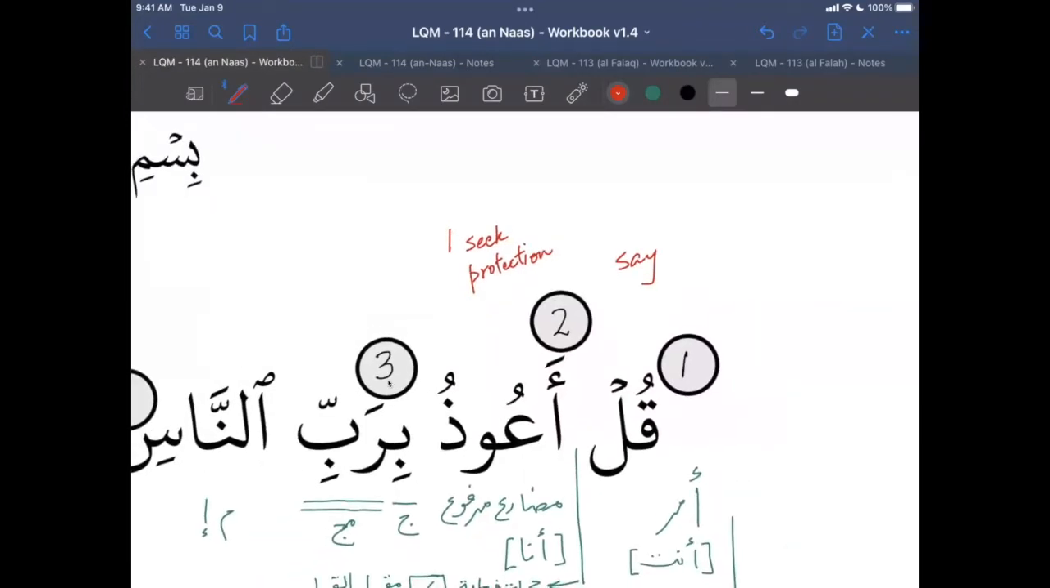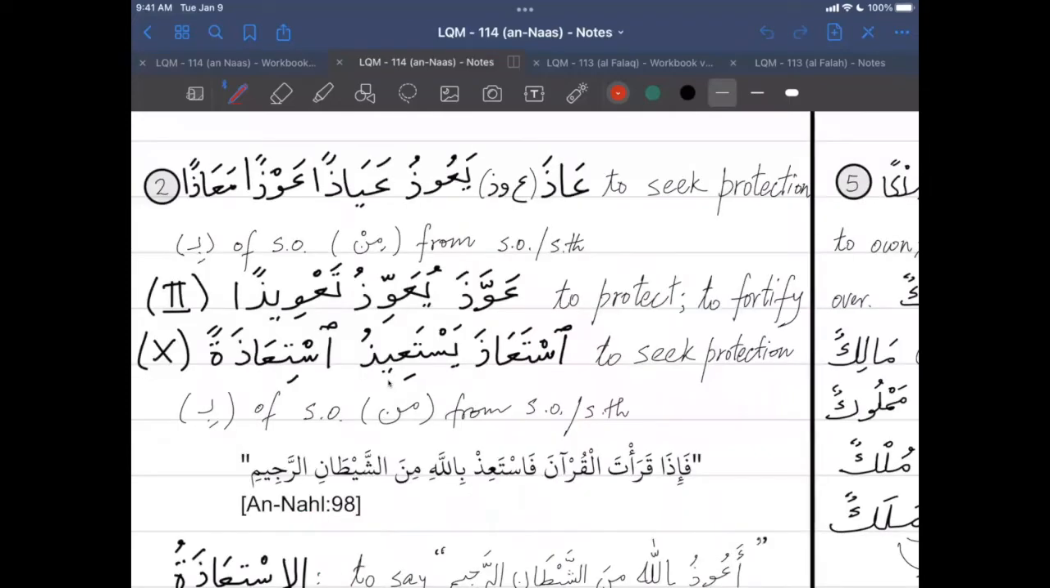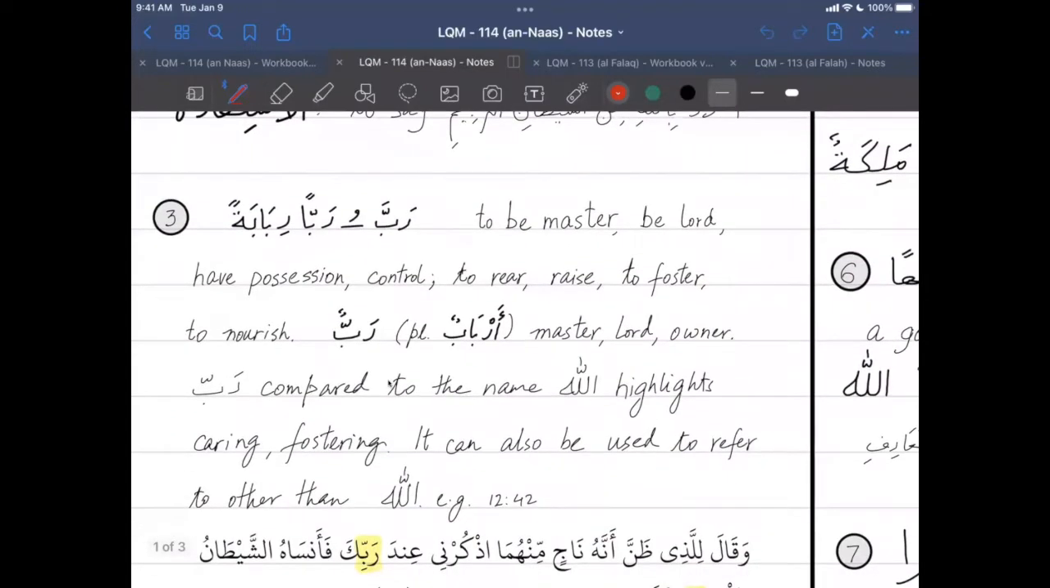I know we have seen the word Rab quite a bit. I thought it should be helpful if we can just look at the word itself and dig deeper into the meaning. So the verb is Rabba Yarubbu Rabban or Ribabatan. Okay. The two masdar, Rabban or Ribabatan. The meaning is to be a master, to be lord, have possession, have control, to rear something, to raise something, to foster something, to nourish something. Okay. And the word Rabbun, with the plural of Arbabun, means a master, lord, owner.